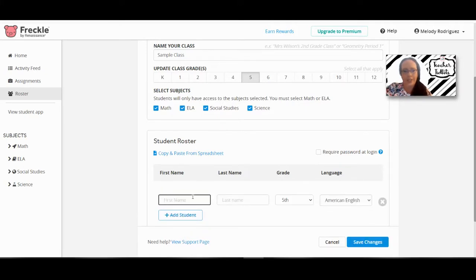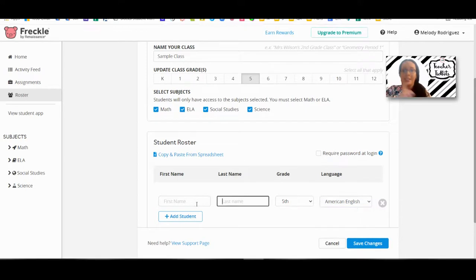You're going to add a student, first name, last name, and their grade level, which is defaulting to 5th grade since that's what I chose. And then you can even choose their home language. Now, for now, there's only 3 options, but I found this to be really beneficial if you have some language learners. Something I want to point out is whatever you type here in the first name and last name is what your students are actually going to input when they log in.